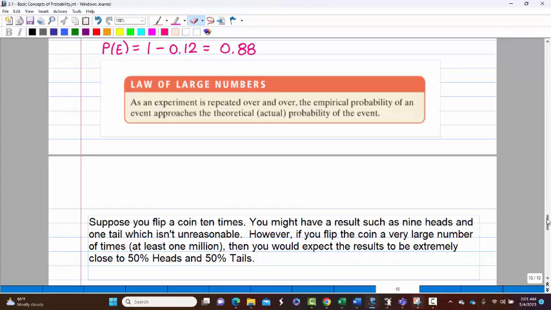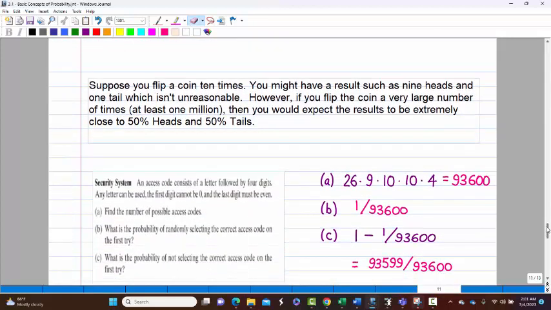I'm giving you an example here. Suppose you flip a coin 10 times, you could get 9 heads and 1 tail, which for that few tosses is not unreasonable. Each time you toss it, theoretically, there's still a probability of 1/2. But the empirical probability in this case would be 9 out of 10 for heads and 1 out of 10 for tails, which is not going to be the long run probability.